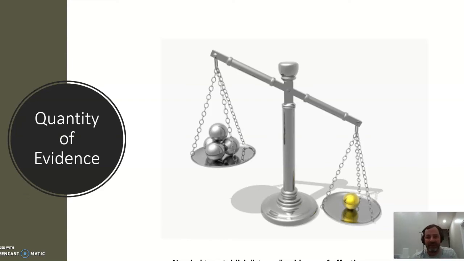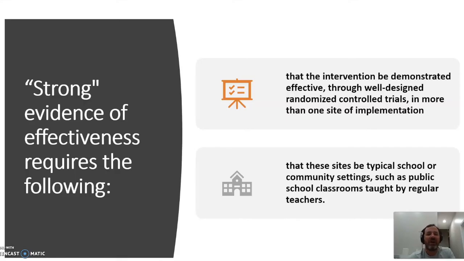Quantity of evidence. Strong evidence of effectiveness requires the following: that the intervention be demonstrated effective through well-designed randomized controlled trials in more than one site of implementation, and that these sites be typical school or community settings, such as public school classrooms taught by regular teachers. Typical settings would not include specialized classrooms set up and taught by researchers for purposes of the study. Such a demonstration of effectiveness may require more than one randomized controlled trial of the intervention, or one large trial with more than one implementation site.